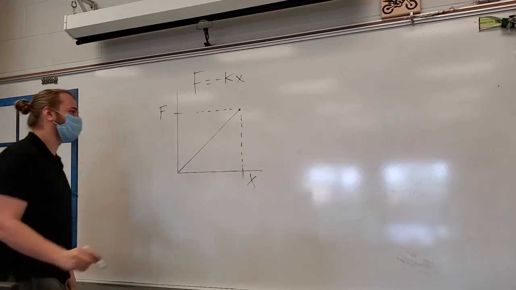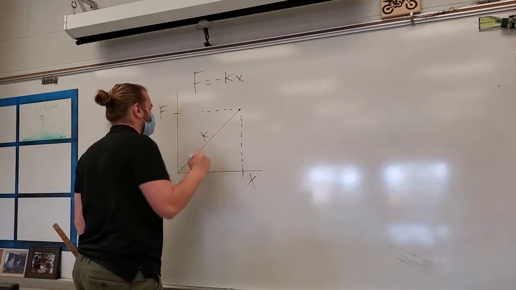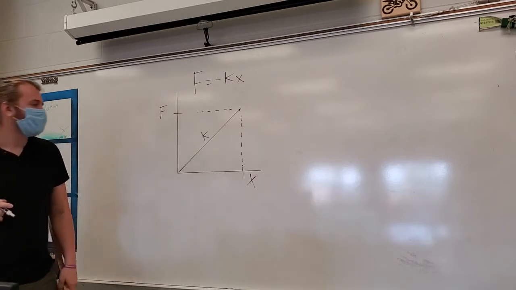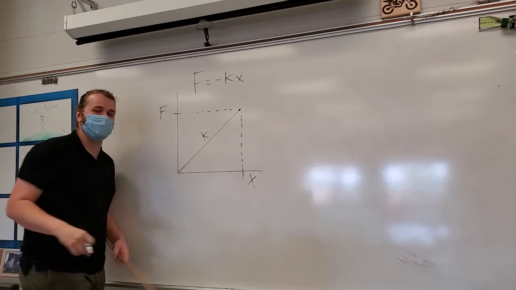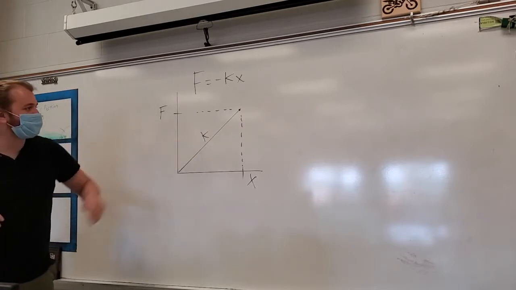That is our K. That is our spring constant. That is our stiffness. Does that make sense? When you apply some force to it, it only goes some certain distance. That is your K. That is your spring constant. That is how stiff it is.